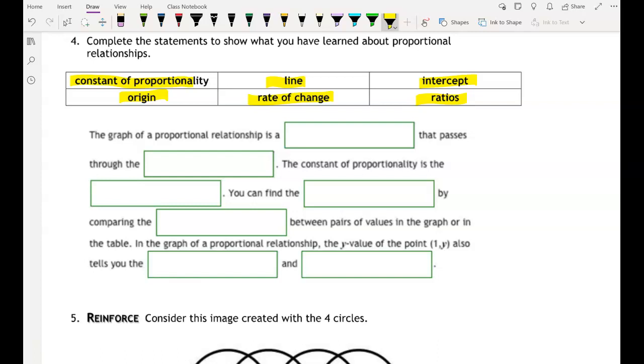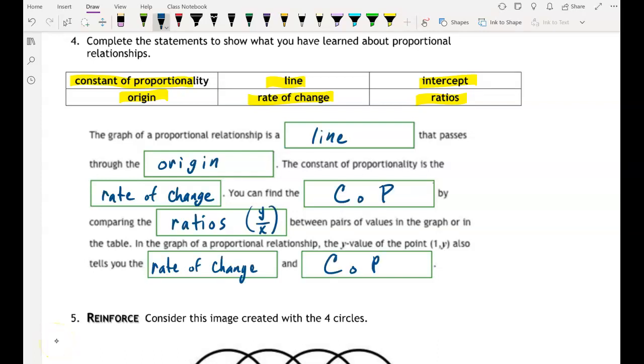Pause the video and fill it in. And then when you're done, check your answer. No peeking. Okay, now's your chance to check your answer.